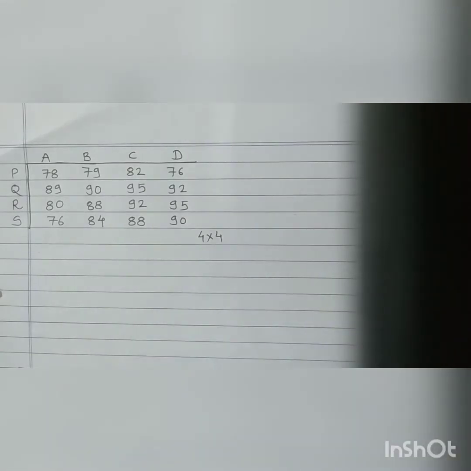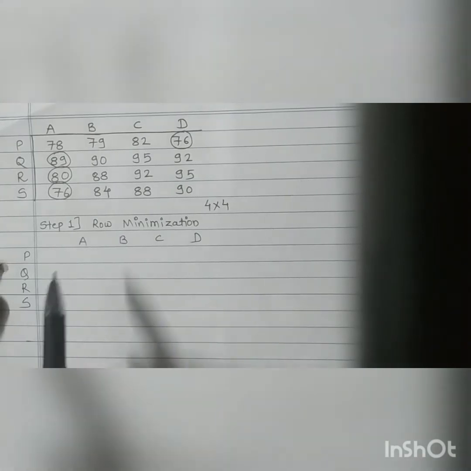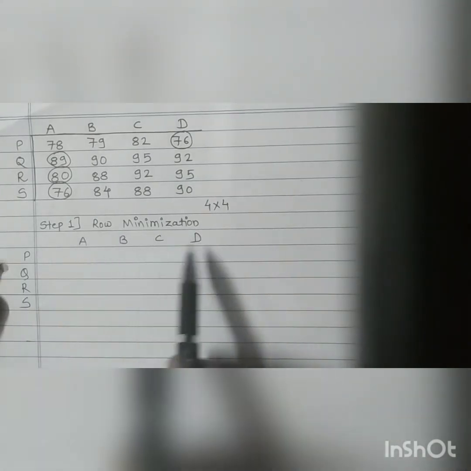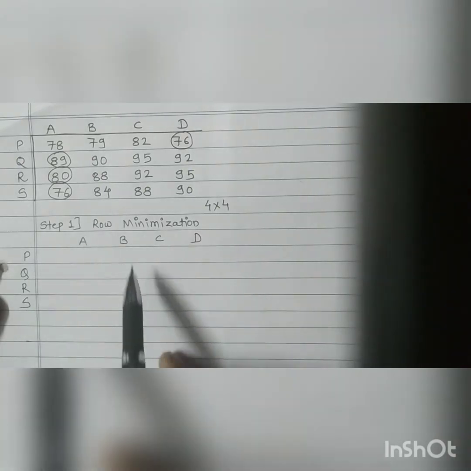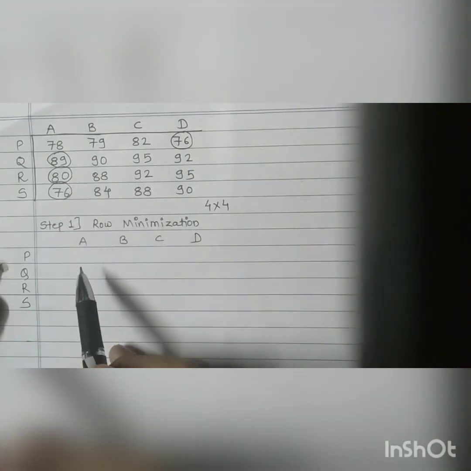So what is the first step? First step is row minimization followed by column minimization. So we will solve one by one. So step number 1, row minimization. I will write down A, B, C, D and P, Q, R, S as columns and rows. For solving the row minimization, I have explained in my first video.